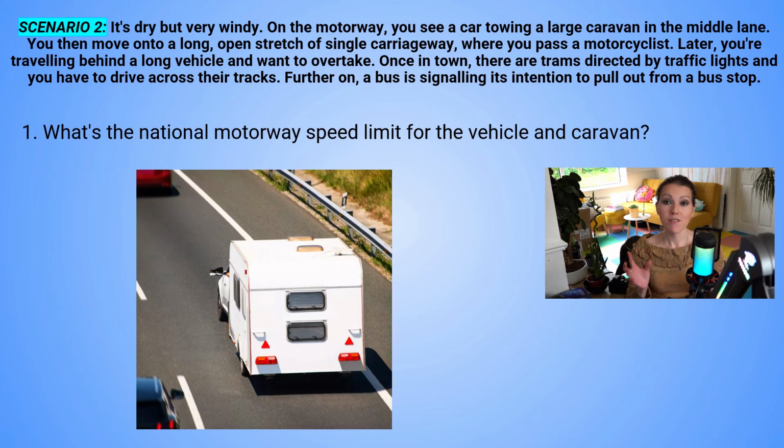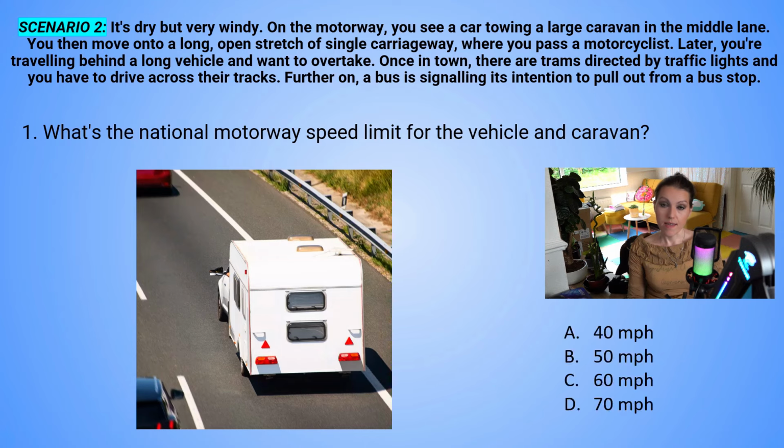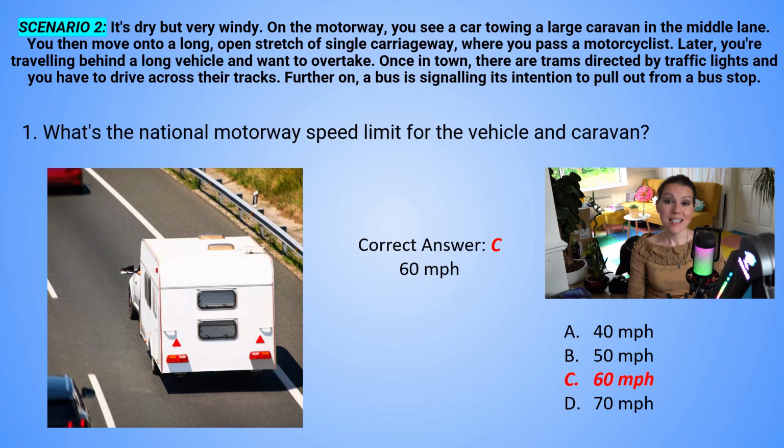So let's start from the beginning with question number 1. What is the national motorway speed limit for the vehicle and caravan? A. 40 miles per hour, B. 50 miles per hour, C. 60 miles per hour, or D. 70 miles per hour. And the correct answer is C. 60 miles per hour.